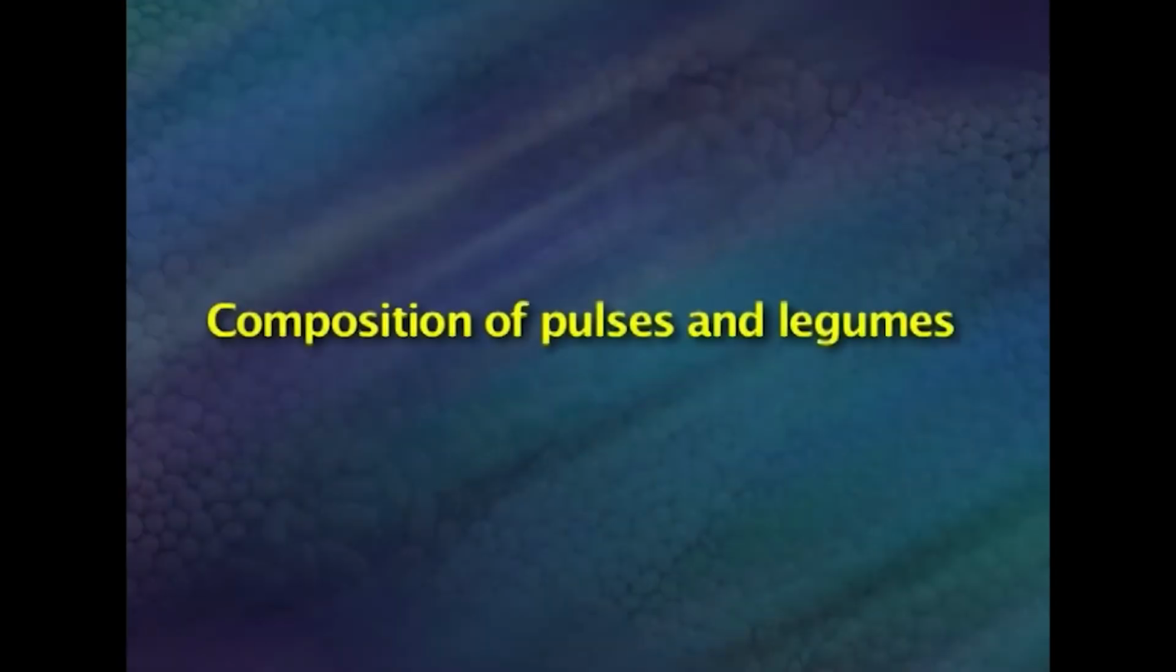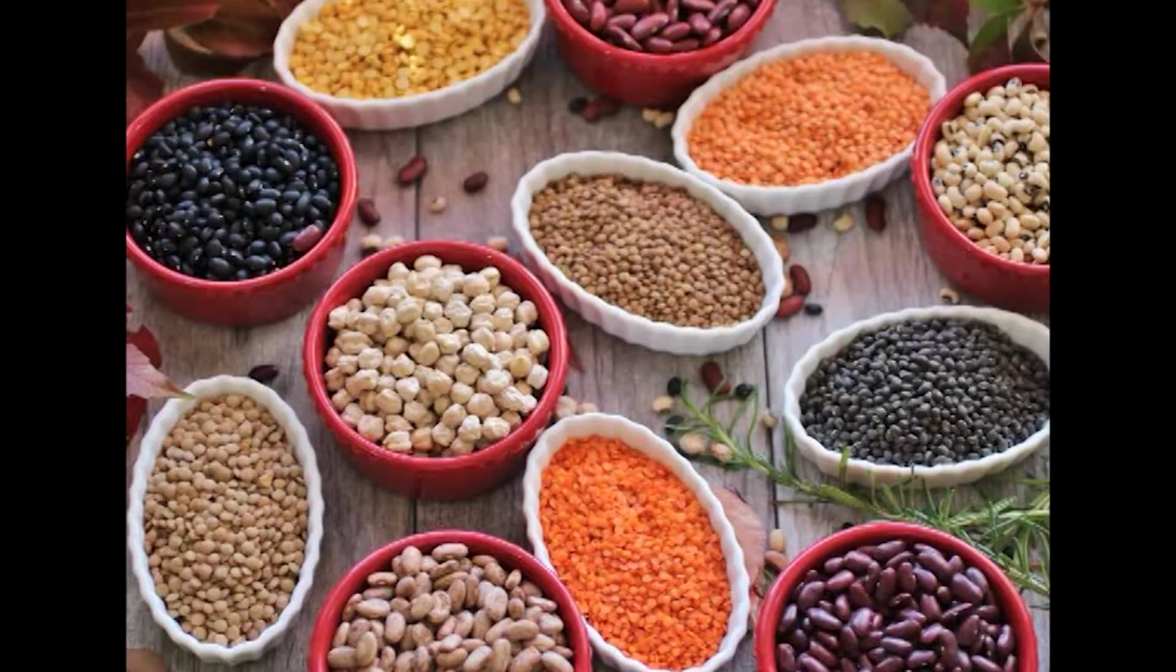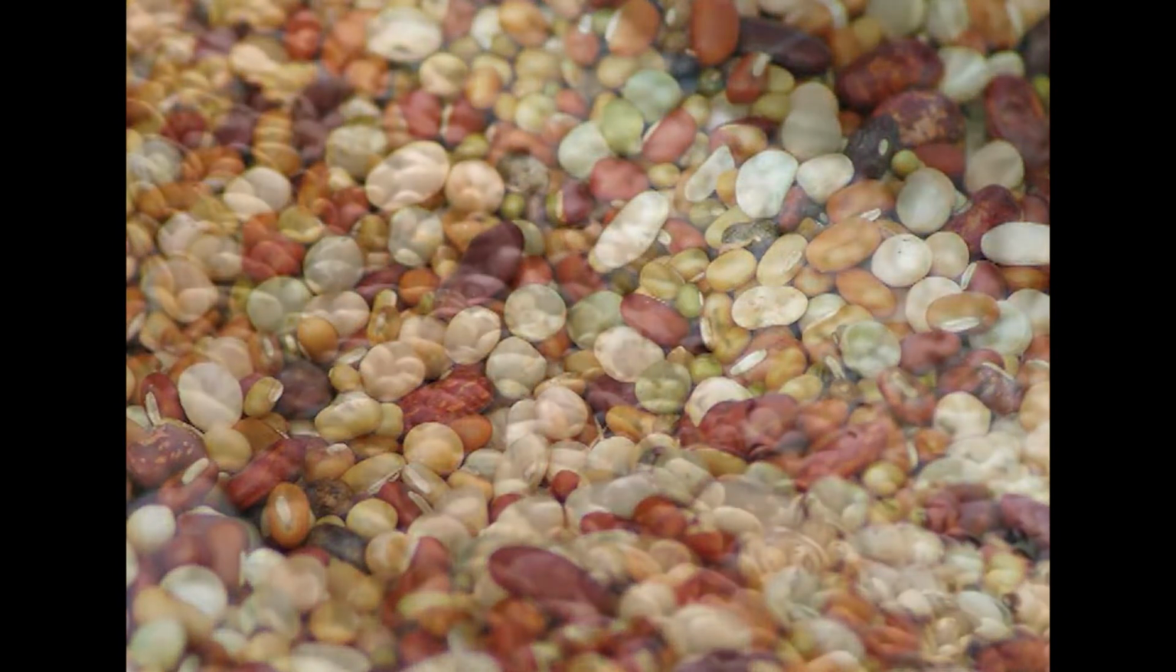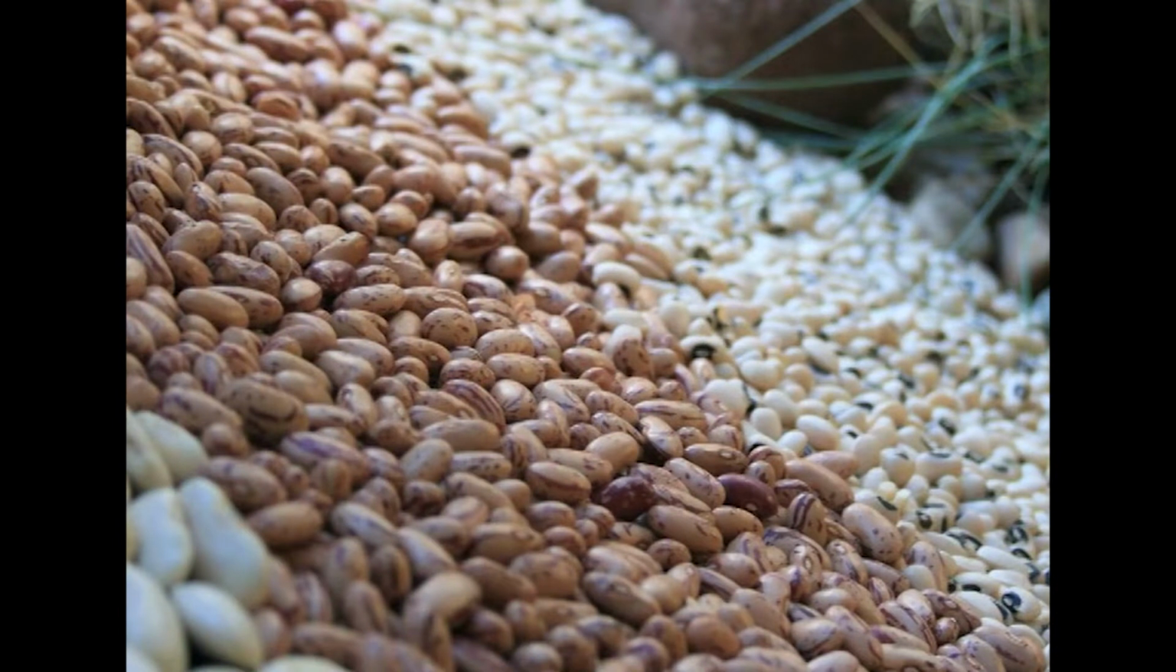The composition of pulses and legumes. Pulses give 340 kilocalories per 100 grams, which is almost similar to the cereal calorie value. And protein. In a vegetarian diet, pulses are important sources of protein. They give about 20 to 25% of protein, and the proteins of pulses are of low quality since they are deficient in methionine and tryptophan.